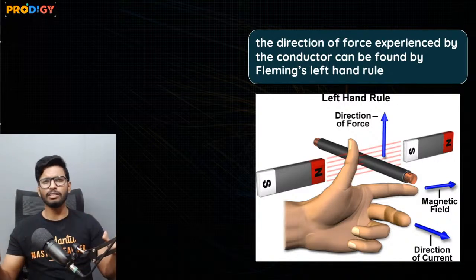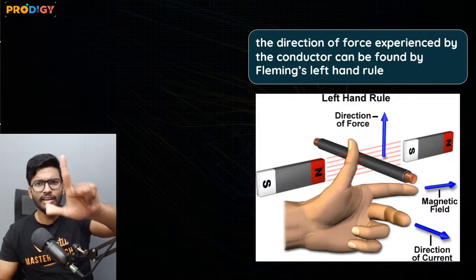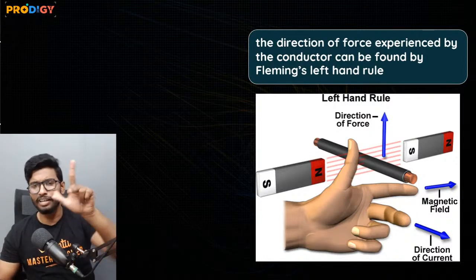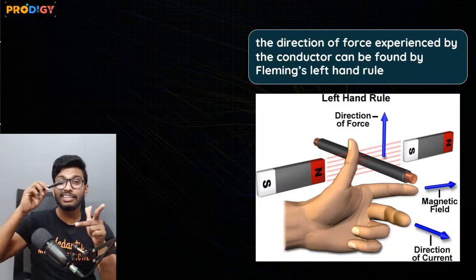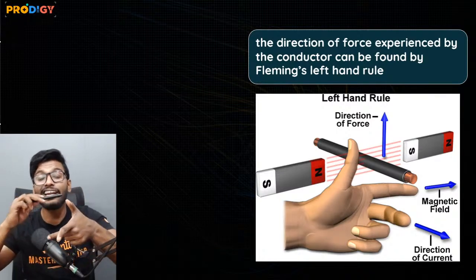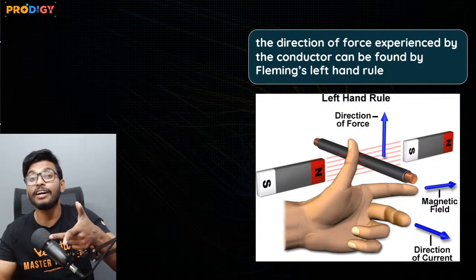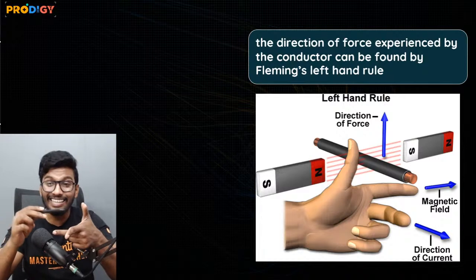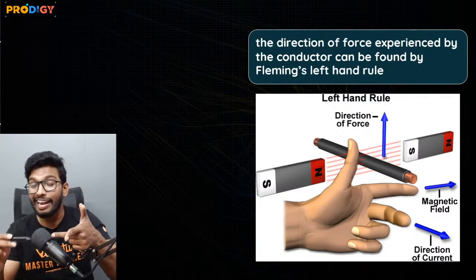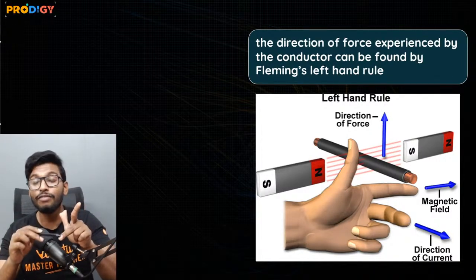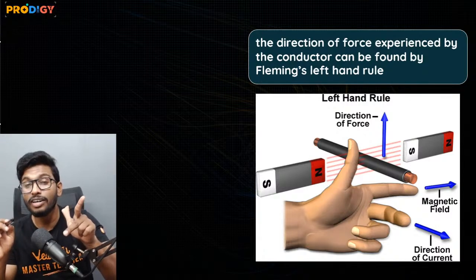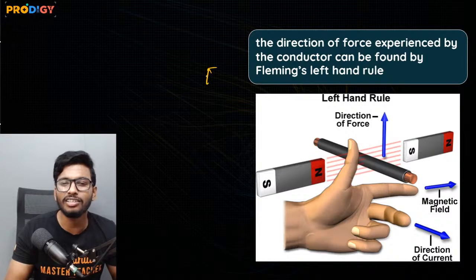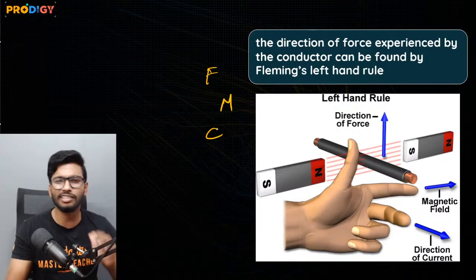What I have to do is very simple. If I extend my fingers in such a way that my index finger, my thumb, and my middle finger are all perpendicular to each other, my thumb shows the direction of the force on the conductor. My index finger shows the direction of the magnetic field, and my middle finger shows the direction of current. The easiest acronym to remember this is father, mother, child. This is how I remember it.